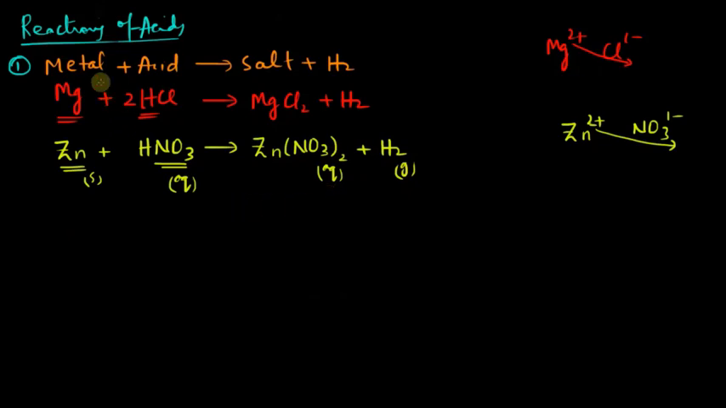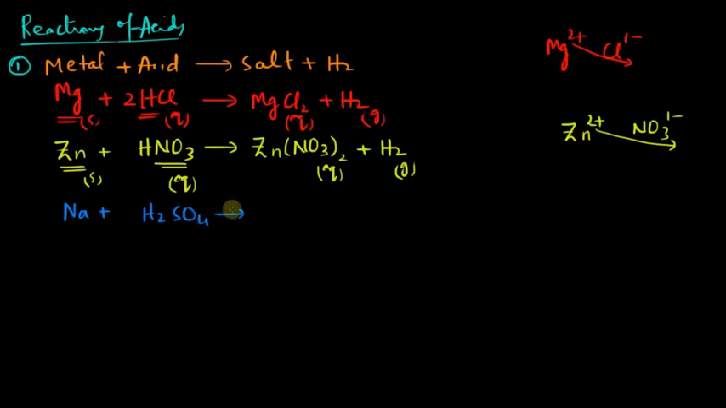The similar state symbols we saw in the above equation: magnesium solid, aqueous again, and the gas. So this is the first reaction of metal with acids. We can take another example. For example, you have a metal like sodium metal reacting with sulfuric acid.